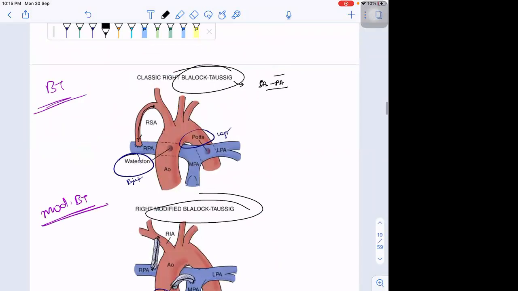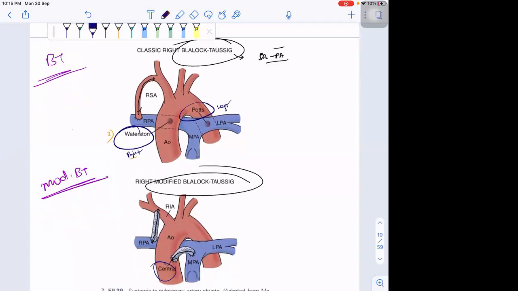Okay, this is the second MCQ. Then the third MCQ is: what is the Waterston shunt? The Waterston shunt is from the ascending aorta to the right pulmonary artery. What is the Potts shunt? The Potts shunt is from the descending aorta to the left pulmonary artery.